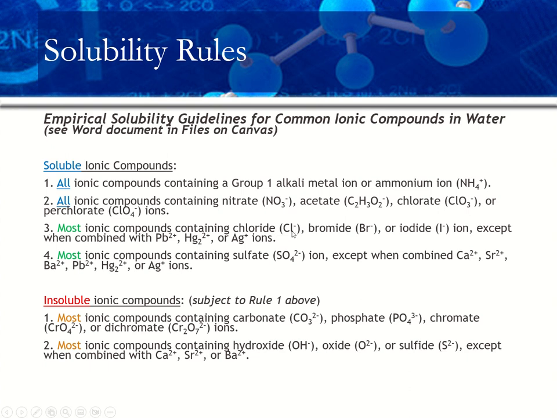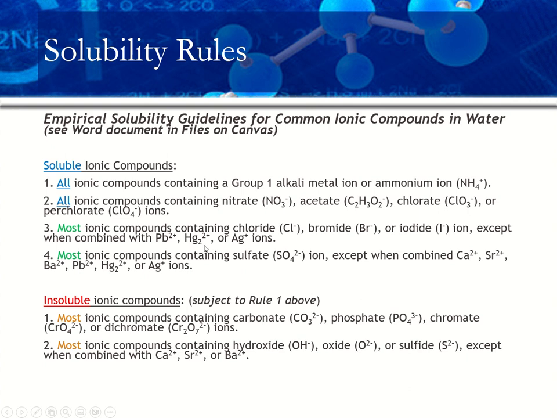Most ionic compounds containing chloride, bromide, or iodide are soluble, except for those combined with lead-2. That's the case in our example. We have lead-2 iodide being formed, mercury-1, or silver. And also most ionic compounds containing sulfate are soluble, except when combined with calcium, strontium, or barium ions. You can think of those as heavy alkaline earths. They're all in the same group. Or the same group of cations from Rule 3, lead-2, mercury-1, or silver.